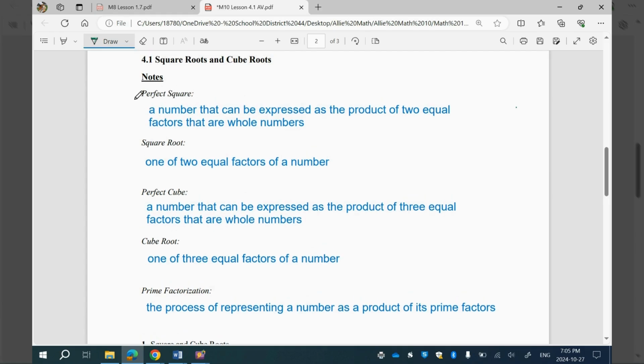A perfect square is a number that can be expressed as the product of two equal factors that are whole numbers, so our positive counting numbers like 1, 2, 3, 4, 5. For example, 2 times 2 is 4, 3 times 3 is 9, 4 times 4 is 16. 4, 9, and 16 are all perfect squares because they're the product of two equal factors, 2 and 2, 3 and 3, and 4 and 4, that are whole numbers. If you're in my math 8 or 9 class, I sometimes call these celebrity numbers.